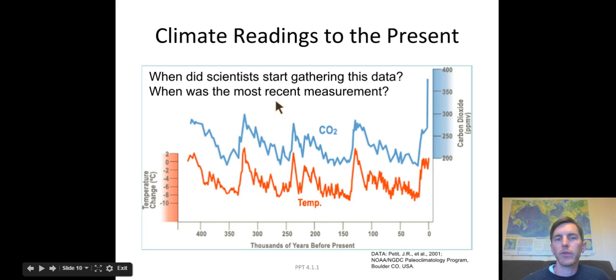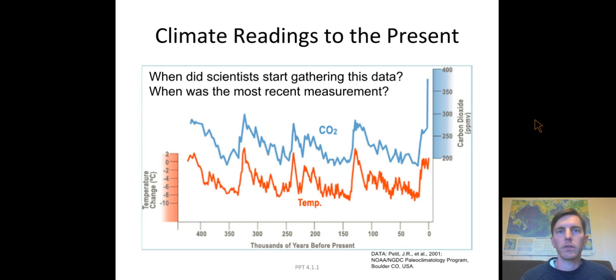The next question, though, is when was the most recent measurement? Well, it wasn't 0. That's not the present day. It's not a year for when it is now. So I'm going to have to look somewhere else on this graph to know what year the most recent measurements were taken. And I see down here in the bottom right, there's some information about who made this graph and where they got the information from. And I see the data, which are the numbers they used to make the graph, come from the year 2001. So I can probably guess that the most recent measurement on the far right of the graph here comes from the year 2001. Okay. So now I got a sense of what years this data covers.